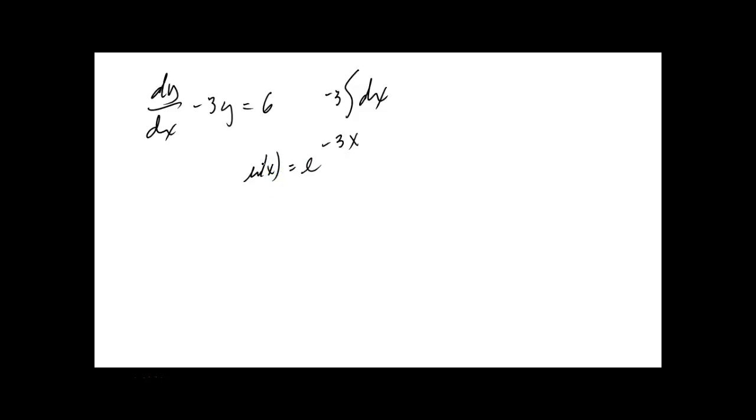So I'm going to multiply that by both sides of the equation. e to the minus 3x dy dx minus 3, I'm going to put the y in front, I don't like it behind, minus 3y e to the minus 3x.